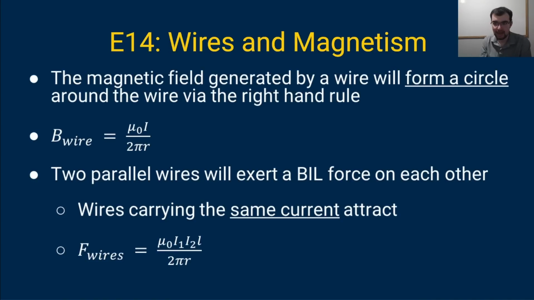All right, wires and magnetism. So wires, the B field around a wire circulates via the right-hand rule, where your thumb is the current and your fingers wrap around the field lines. So again, that's your right-hand rule.